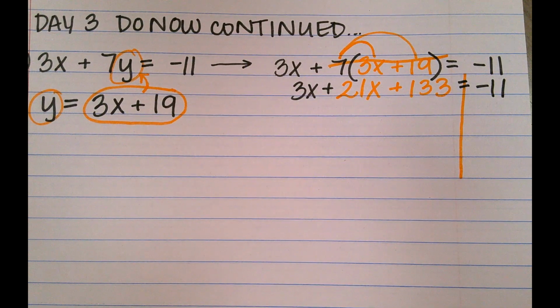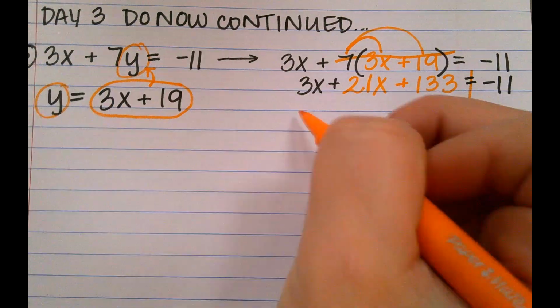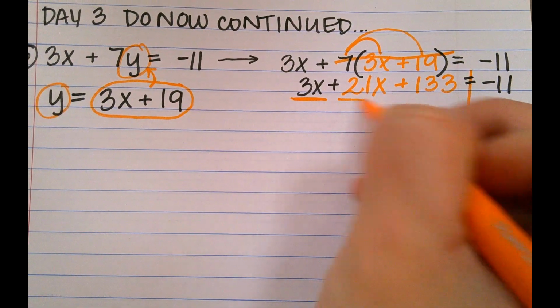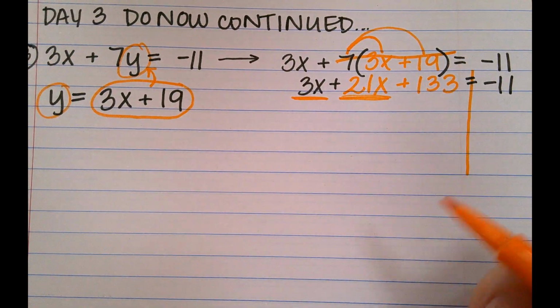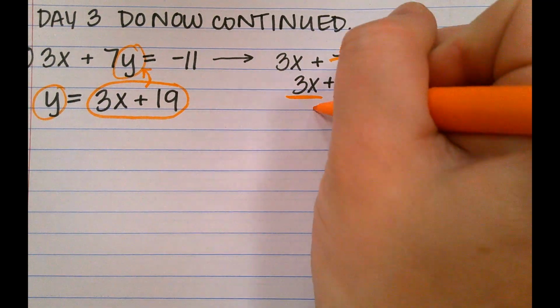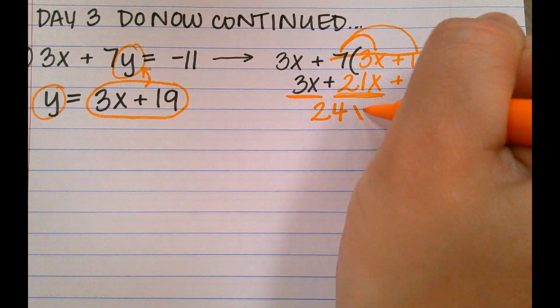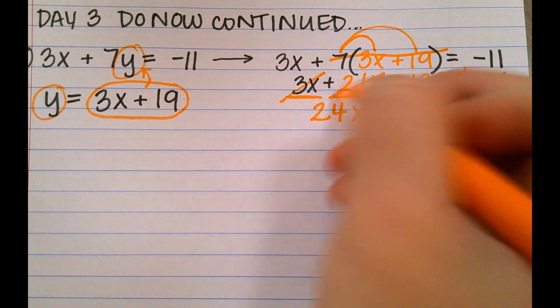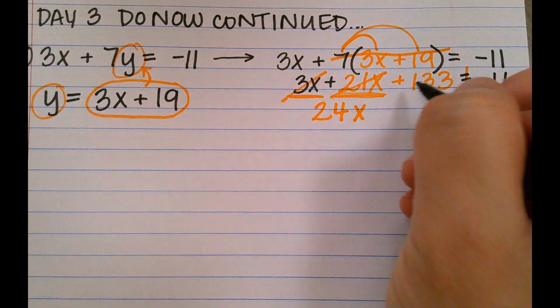You have the x's. Okay, now I'm going to add my x's. Let's combine like terms. 3x plus 21x and 4x. Good, 24x. Cross those out. Bring everything down.